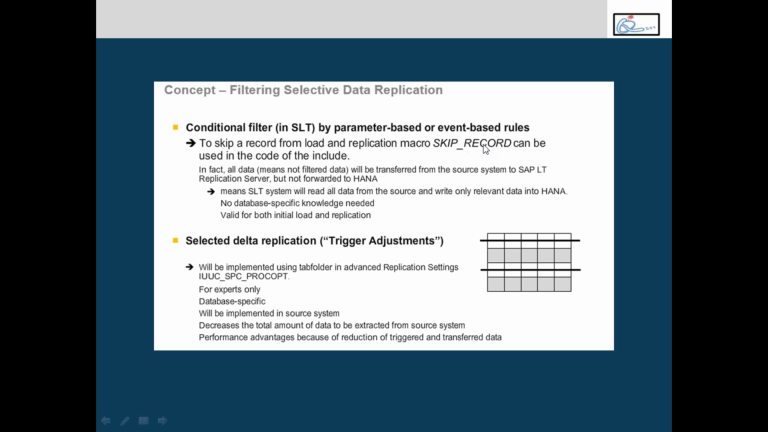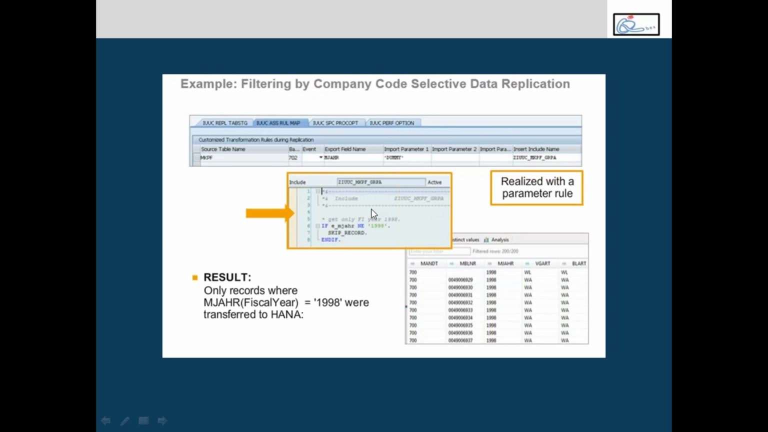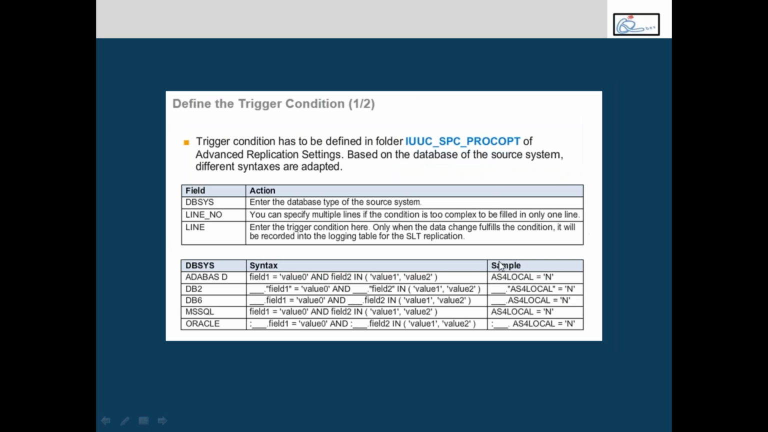And there is a macro called skip record when you want to remove some records which are not required in the HANA database. And IUC, see, there are two ways of filtering. One is you can apply filtering with skip record. The other is you can apply filtering with SPC proc. But SPC proc filtering will apply only for delta replication. This can apply for anything, parameter based or event based. So you can use skip record like this, or you can write code.